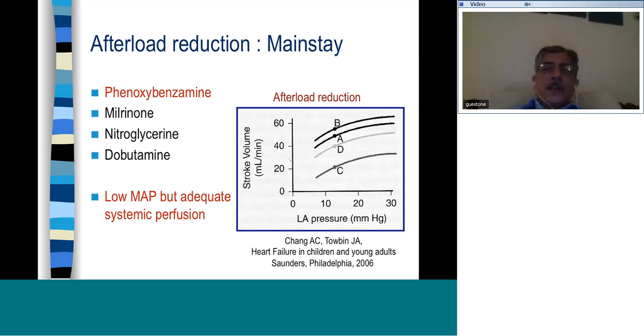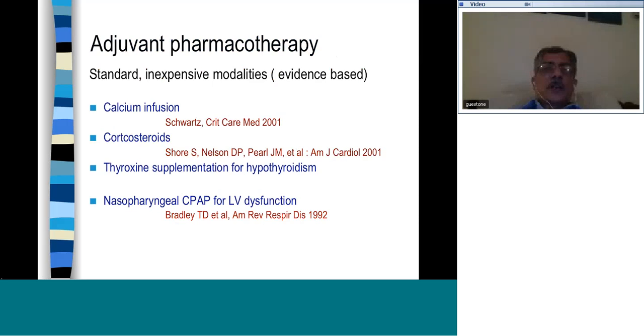So importantly, one tries to achieve low mean arterial pressures, but trying to see that the systemic perfusion is maintained by effective vasodilatation. In addition, one may have to resort to adjuvant pharmacotherapy. It's important to maintain a good balance of calcium. Steroids are helpful in physiological doses. Thyroxine supplementation is given if there is evidence of hypothyroidism. And after extubation, these patients benefit from varying periods of non-invasive ventilatory support in the form of nasopharyngeal CPAP.